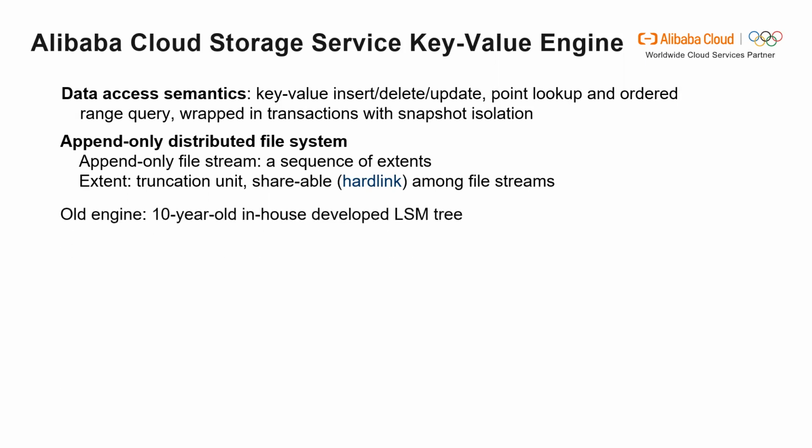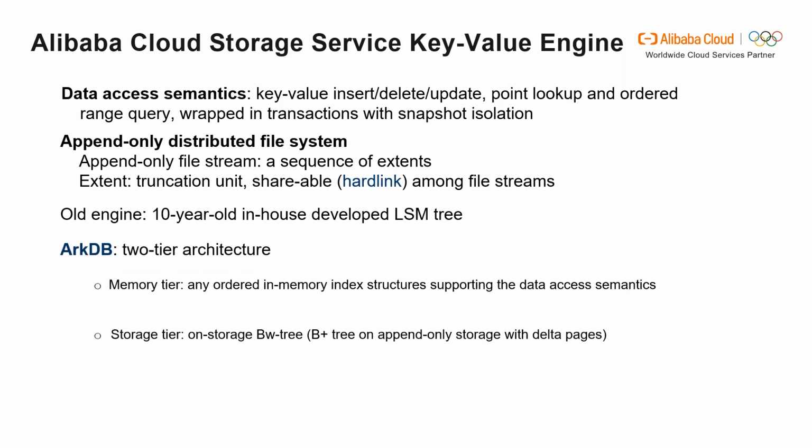The old key value engine was based on an in-house developed LSM tree. We have developed a new one called ArkDB. ArkDB has a two-tier architecture. The memory tier uses whatever ordered in-memory data structure to support the desired data access semantics. The storage tier is indeed an on-storage Bw-tree.